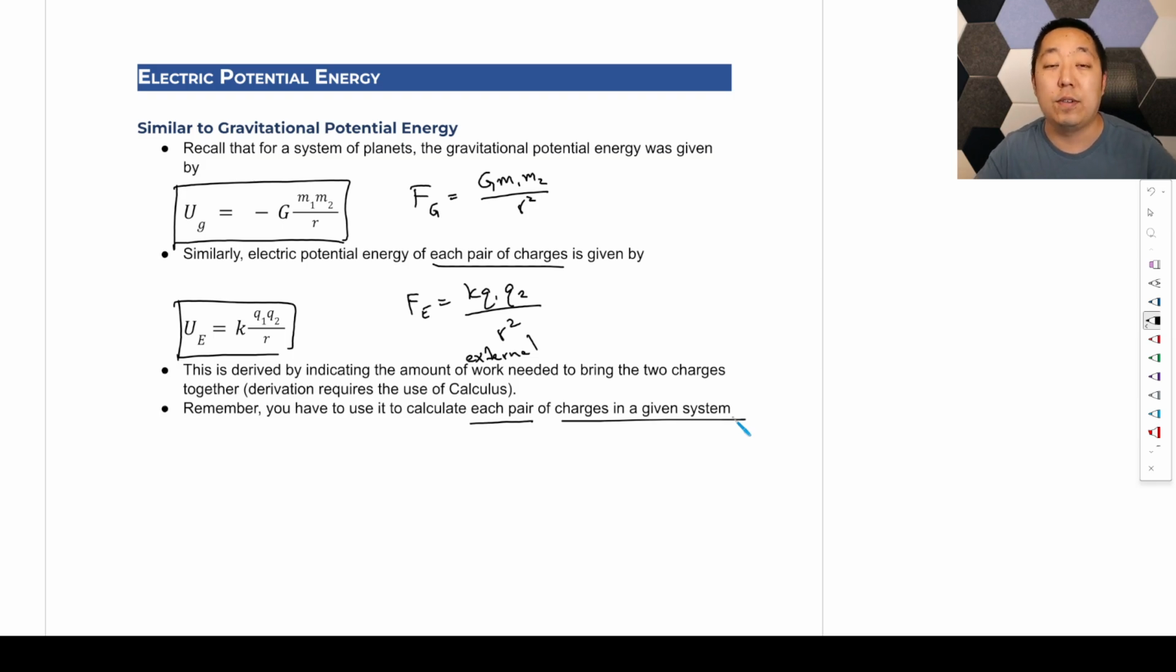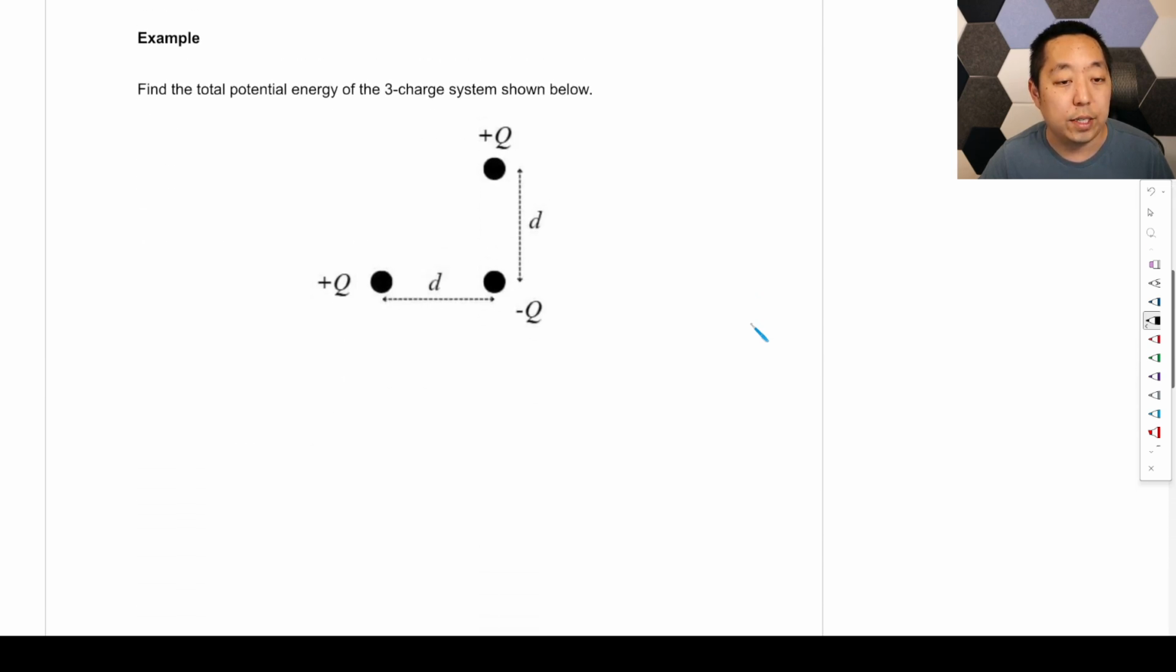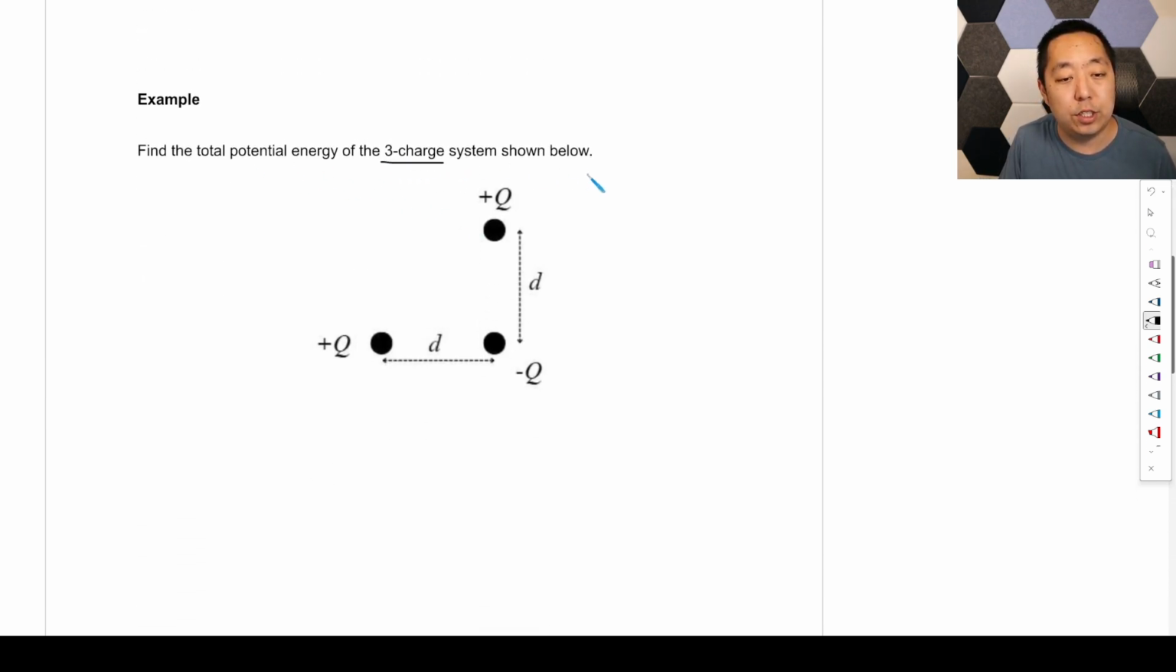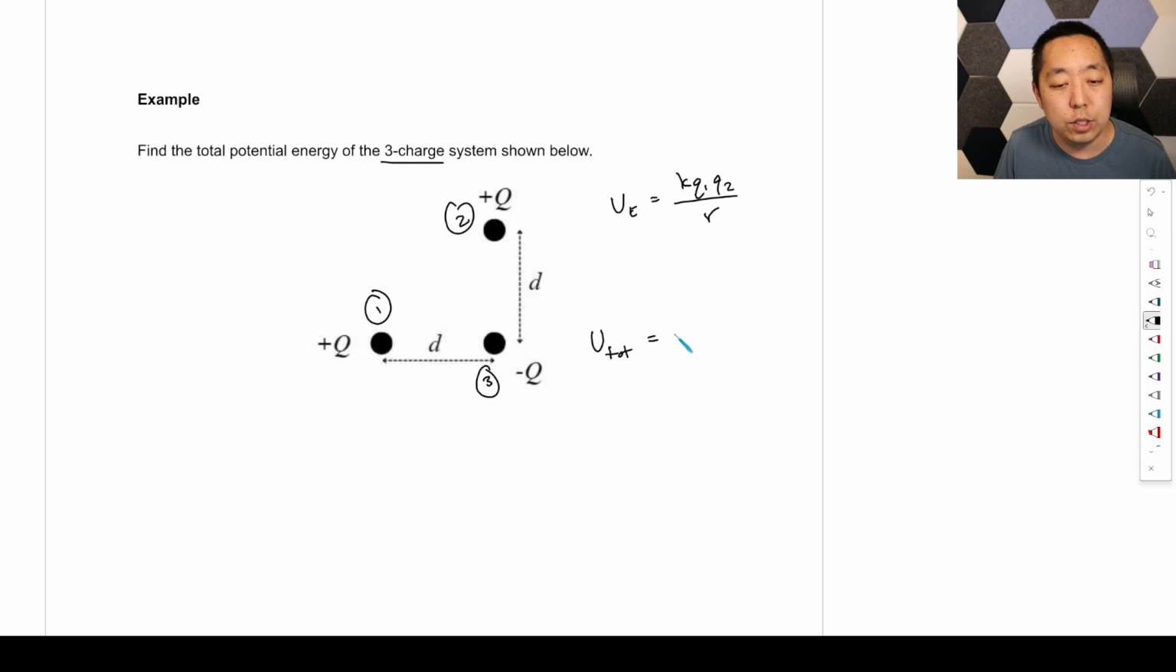So this is just the mechanics of how we calculate the potential energy. Let's say I have the total potential energy of this 3-charge system shown below. The potential energy is going to be k Q1 Q2 over r, but you always do it for every pair of charges. So let's say this is charge 1, charge 2, and charge 3. You would do the potential energy between 1 and 2, plus the potential energy between 1 and 3, plus the potential energy between 2 and 3. Every unique pair indicates some potential energy that we're going to calculate. So when we do 1 and 2, like these two charges here, it's going to be k, positive Q, positive Q.